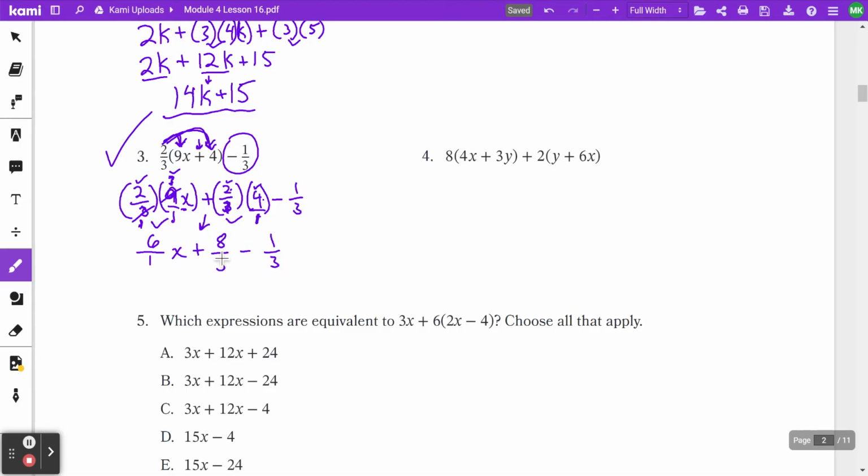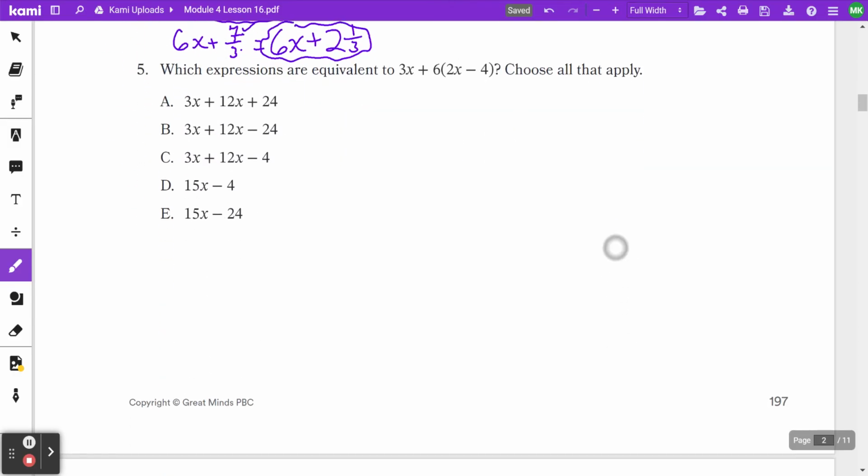Okay, so now I can combine these, right? I can take 1/3 away from 8/3. I wind up with 7/3. Plus, right there was that plus, and then that's 6x. Well, I don't want to leave this as improper, so I'm going to go 6x, and this becomes 3 goes into 7 twice, for 6, with 1 left. So 6x plus 2 and 1/3. Pretty cool. It takes a little while, but the distributive property is neat.